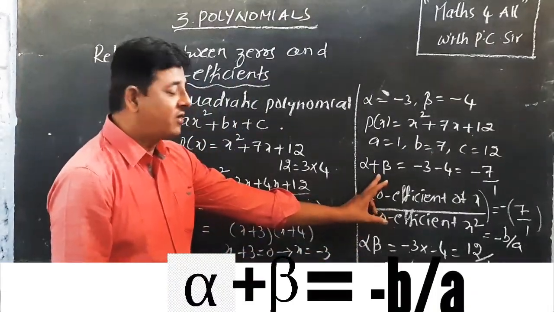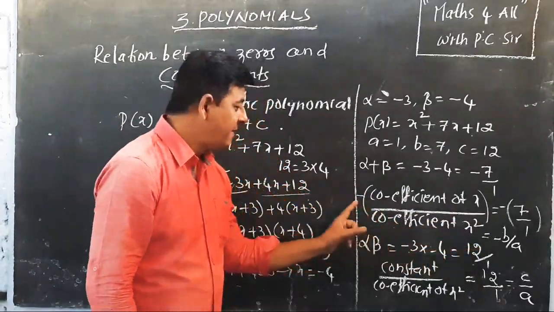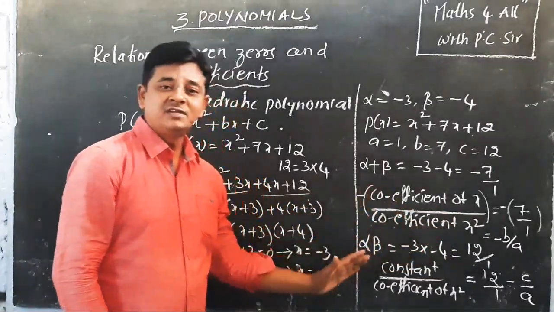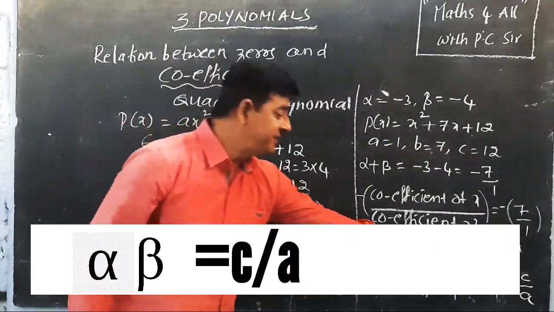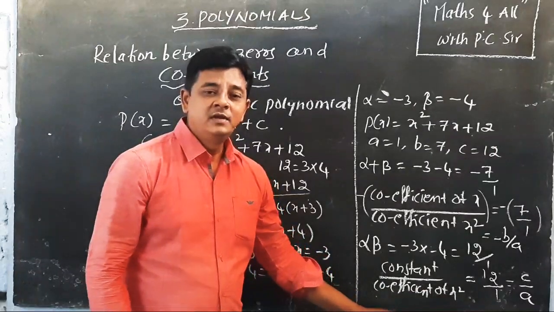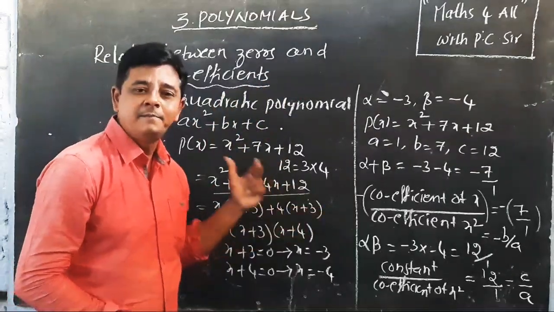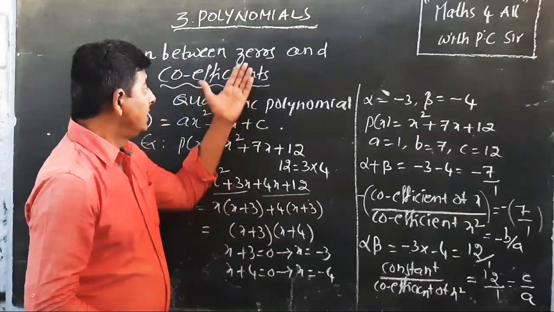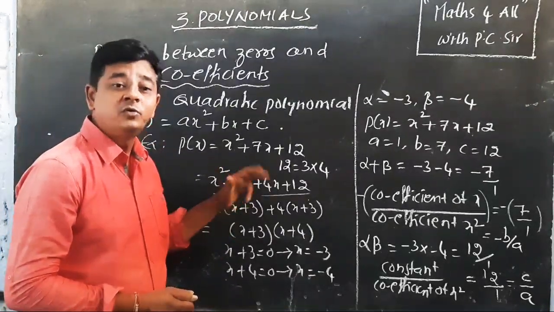Here, the sum of the zeros of the quadratic polynomial, alpha plus beta, is equal to minus b by a, that is minus of coefficient of x by coefficient of x square. The product of the zeros of the quadratic polynomial is equal to c by a, that is constant by coefficient of x square. So it is the relation between zeros and coefficients of a quadratic polynomial. Understood properly, all of you? We are relating the coefficients of the quadratic polynomial to its zeros.